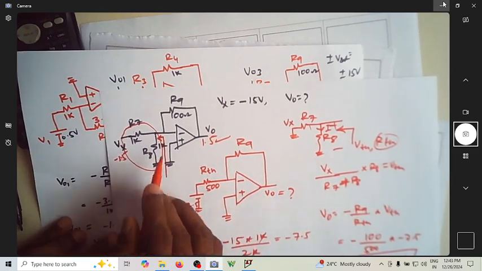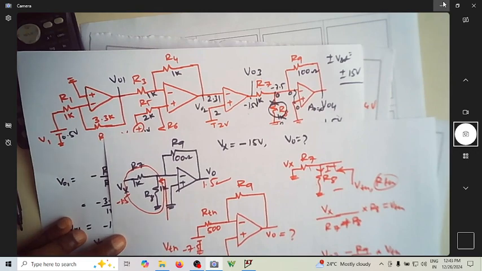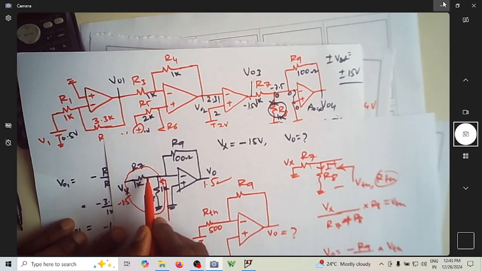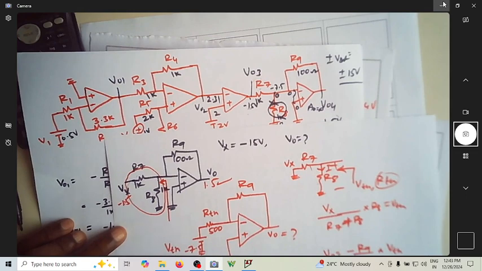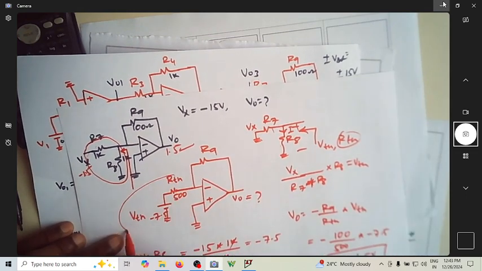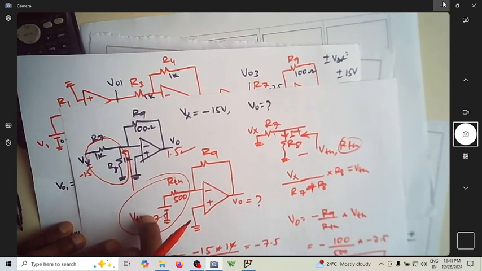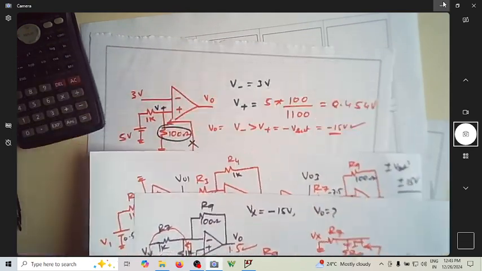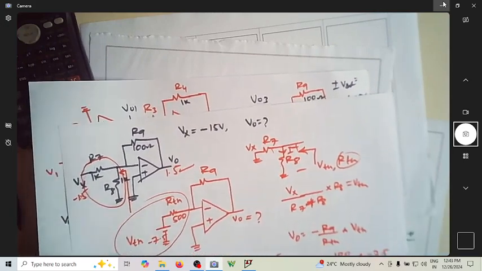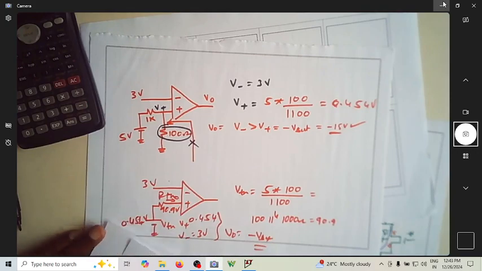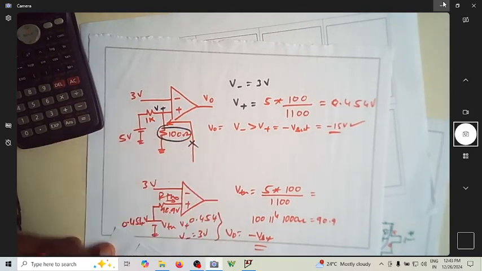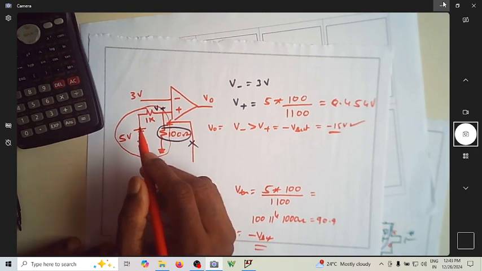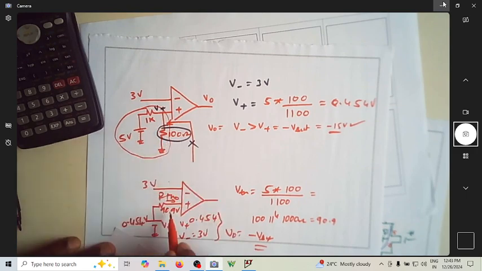If you're getting confused about when to consider it as redundant and when not to, replace this potential divider by its equivalent V Thevenin and R Thevenin, then it will become very comfortable. Then there is no question of redundant anywhere. That will give you some confidence in analyzing the circuit. Don't worry about whether it is redundant or not. Just find its equivalent Thevenin voltage and Thevenin resistance.